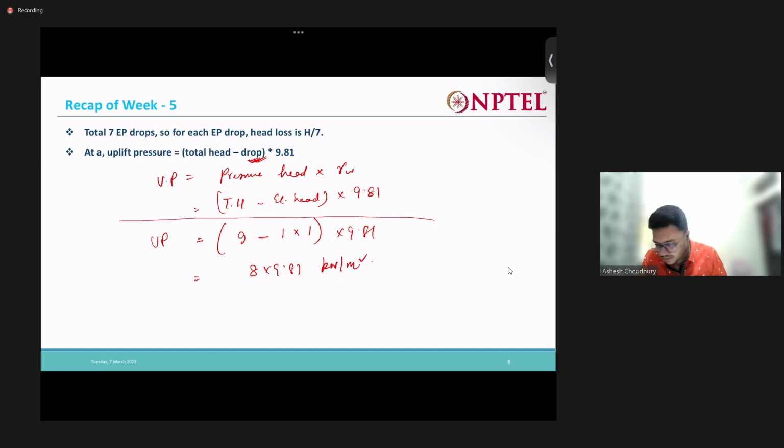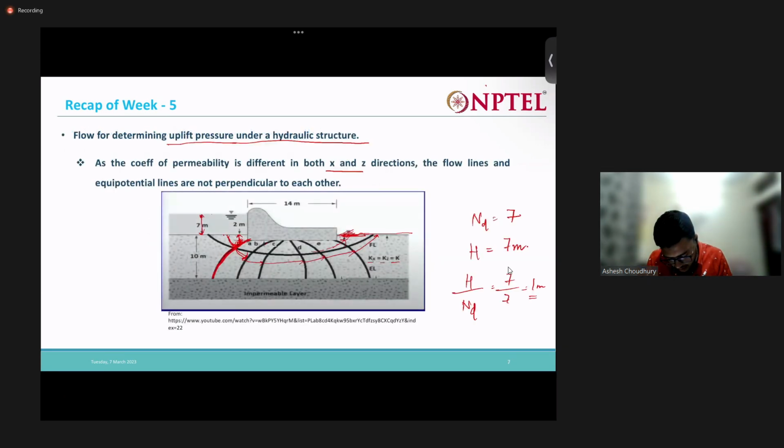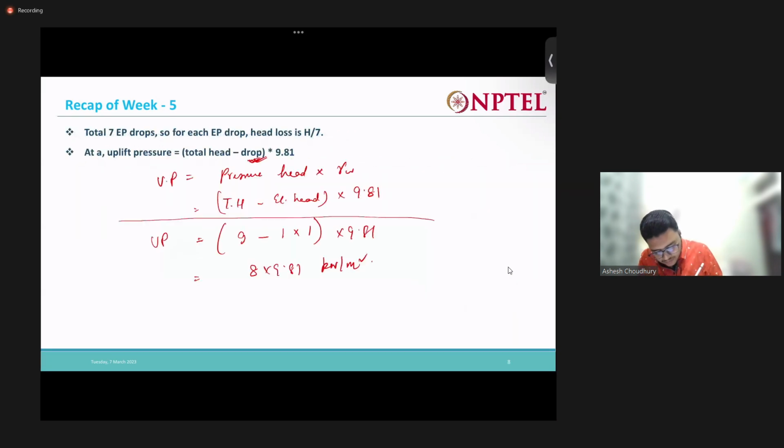Similarly, if you look at point B, B lies on this equipotential line. My total head is 7 plus 2, that is 9. 9 minus how many drops? Here to here 1, here to here 1, total 2 drops. So it is 9 minus 2 into 1. Total number of drops is 2, and the amount of head lost in each drop is 1.